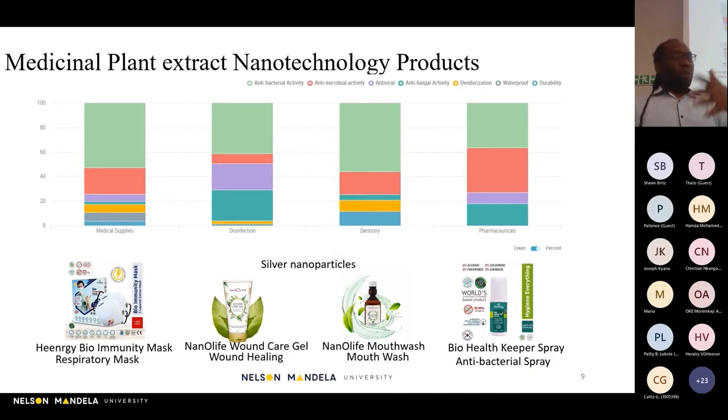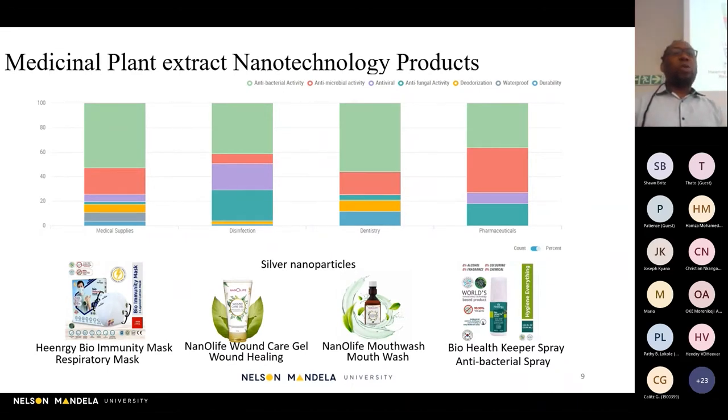So every time, remember with COVID, we have to keep on washing our mask, or sometimes you use it and you throw it away. With this application, you can actually have a mask that can clean itself. So people are coughing at you, and you don't have to worry about the mask getting infected. And then we've got your wound healing nanoparticles, which also contain silver and some herbal extracts, which is used for wound healing. And then we go to dentistry.